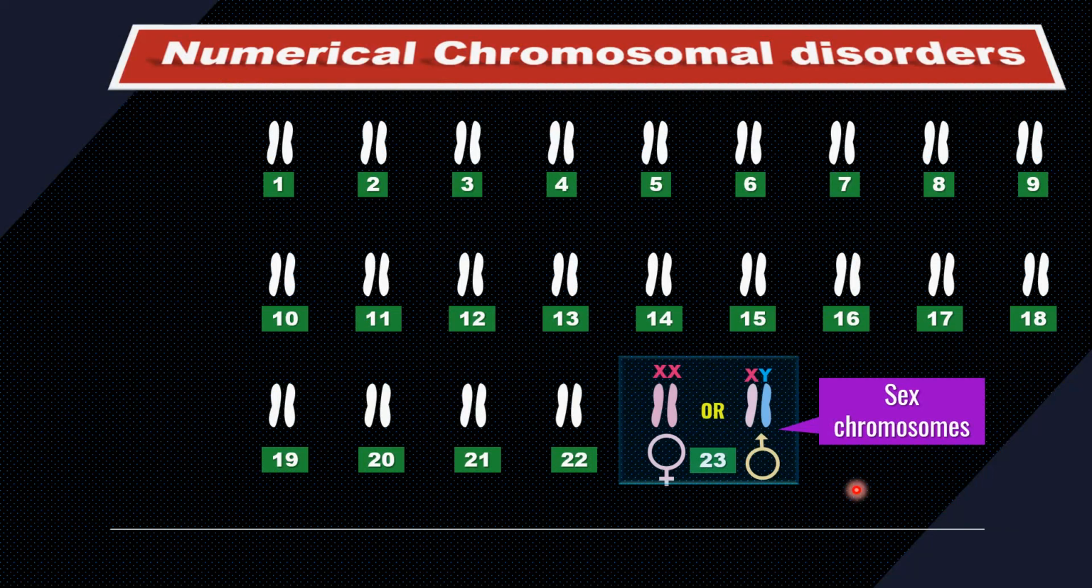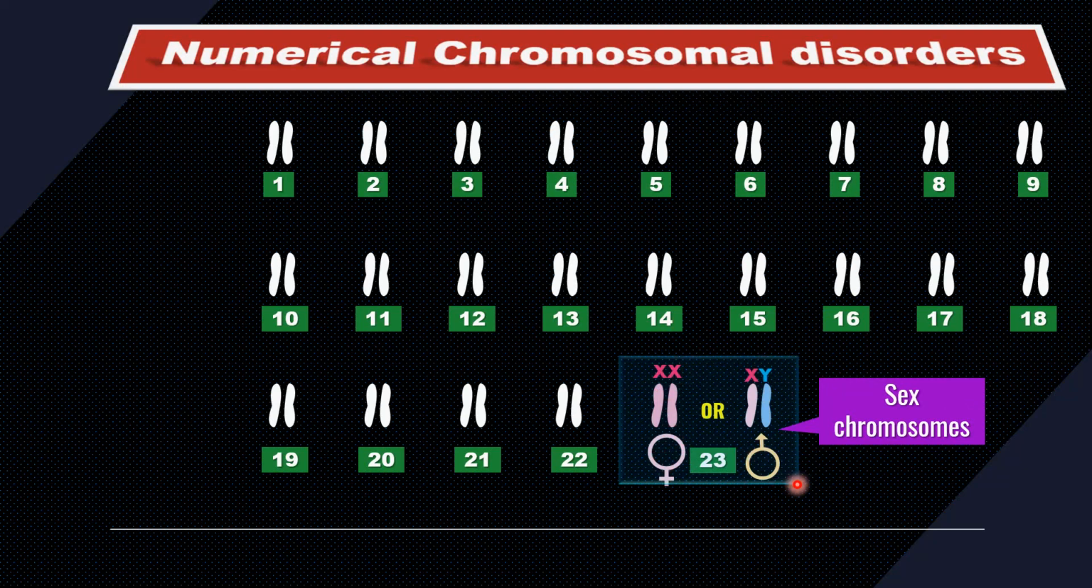This is a diagrammatic illustration of 23 pairs of normal human chromosomes. Please note that the size, shape and position of each of the 46 copies of chromosomes are different. 22 pairs of autosomes and sex chromosomes. In case of female XX and in case of male XY, and this is the symbol for female and this is the symbol for male.